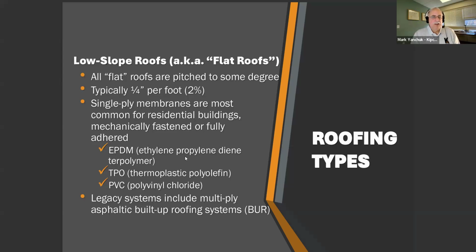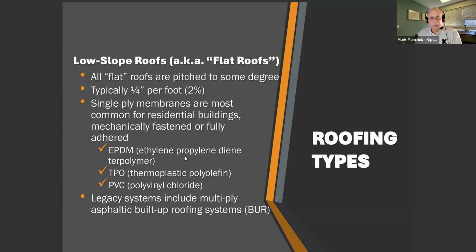The most common low slope roof types for residential are the single ply membranes. These are the EPDMs, TPOs, and PVCs. The most common of these are the EPDMs and the TPOs, and I'm going to go briefly over them to explain what they are.